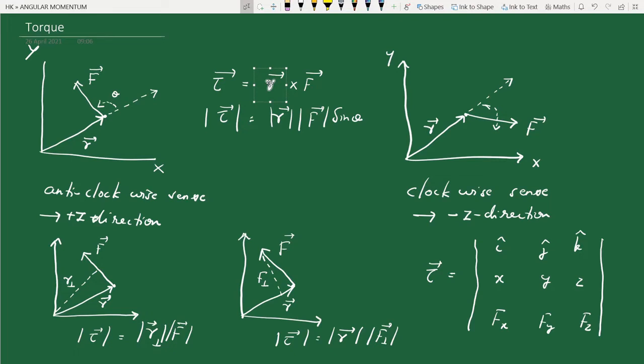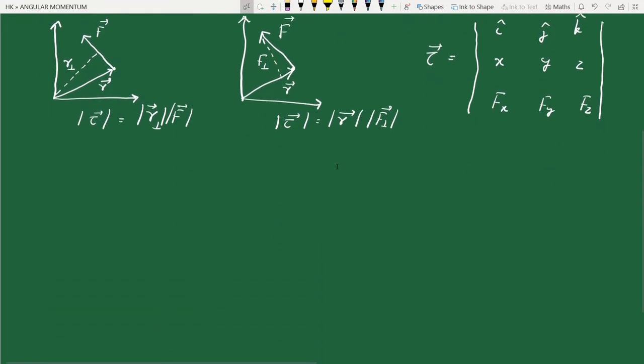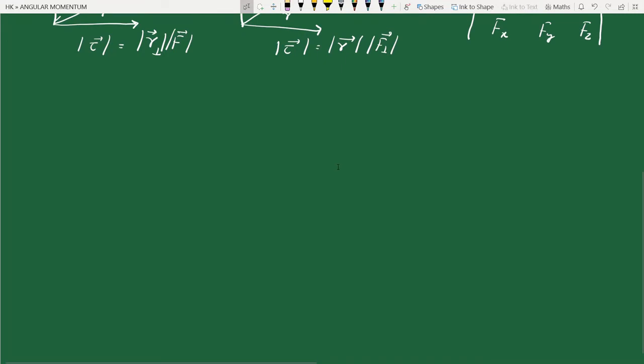Now, in the context of rotational motion, a body can experience in general both force and torque. But there are also situations where there can be torque but no force, and also situations where there can be force but no torque. To illustrate this, let us consider the torque and force acting on a disc. Let us calculate the torque about the center of the disc.